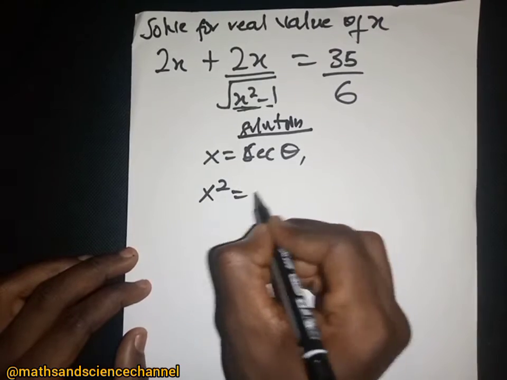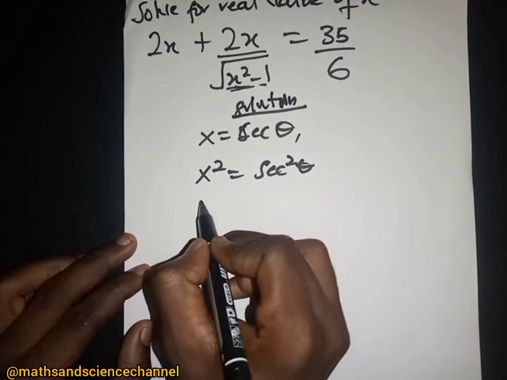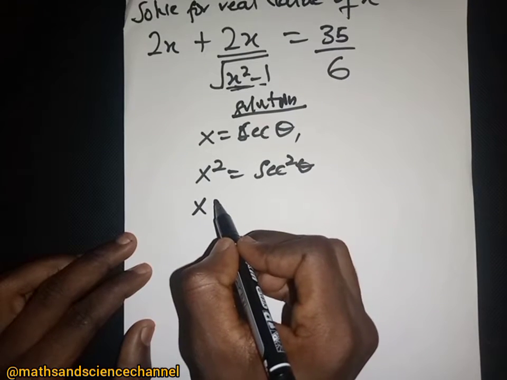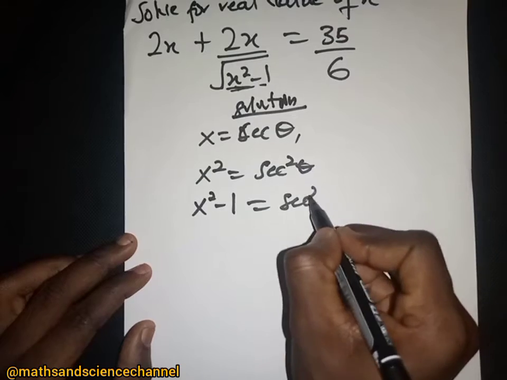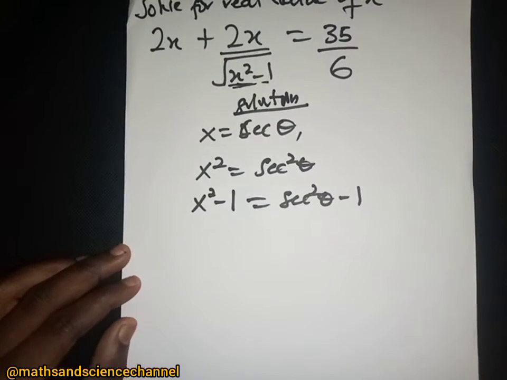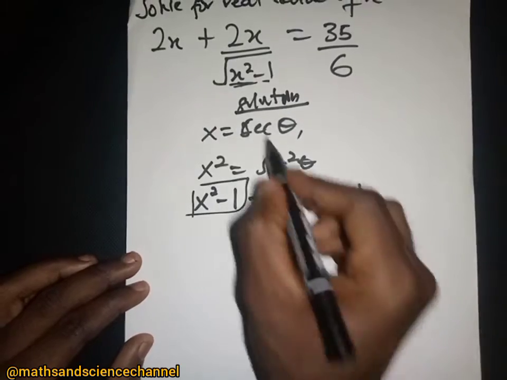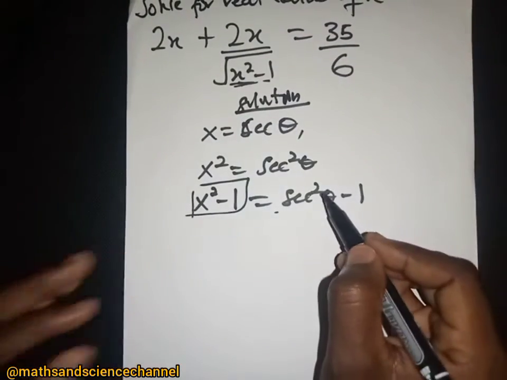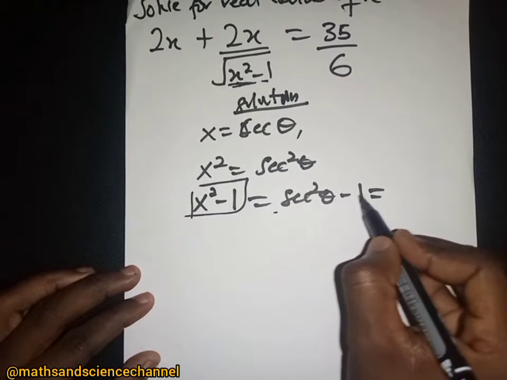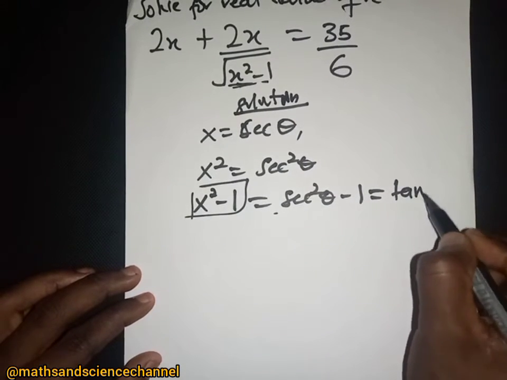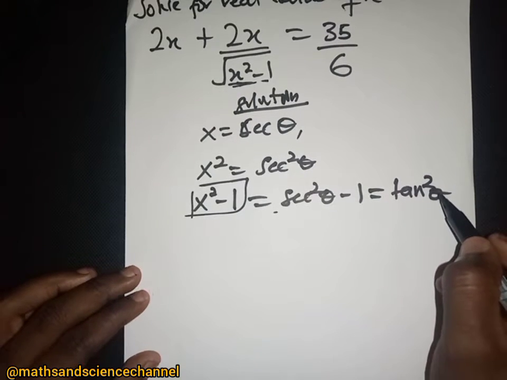Now when we square both sides, we have sec squared theta. And from here, when we subtract 1 from each side, we have x squared minus 1 and we have sec squared theta minus 1 here. So we realize that this is just that. And sec squared theta minus 1 is just tan squared theta. It's just tan squared theta.